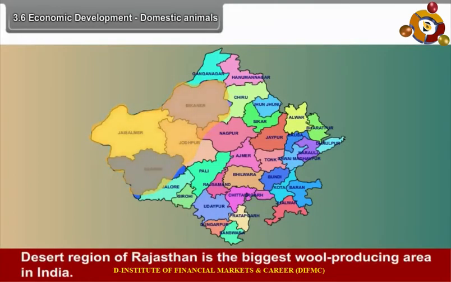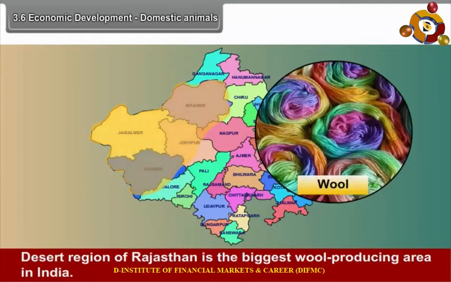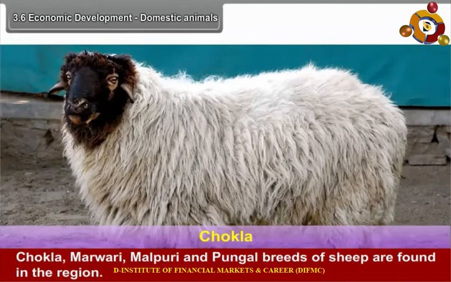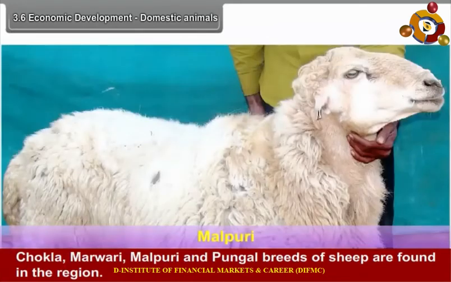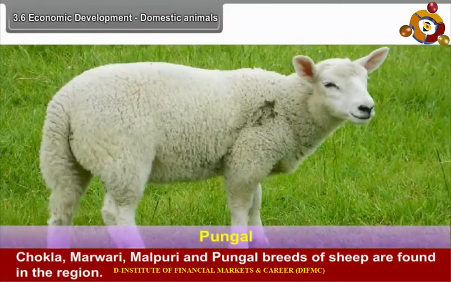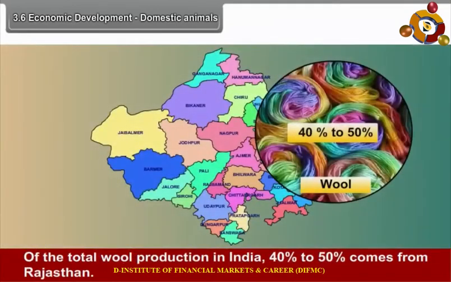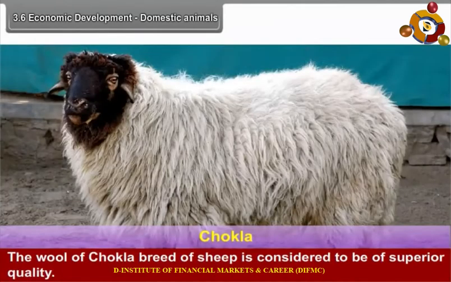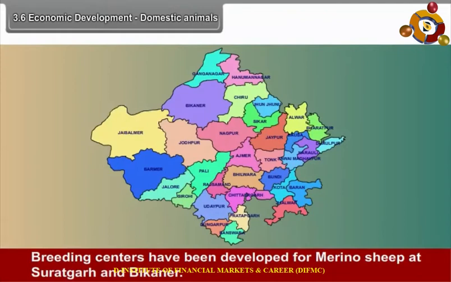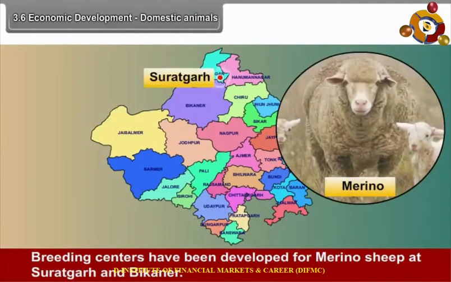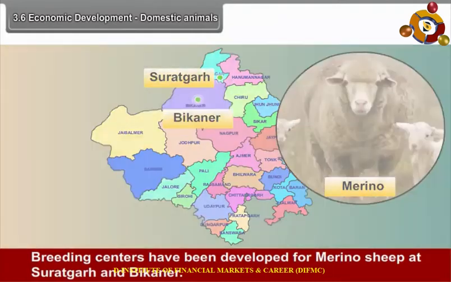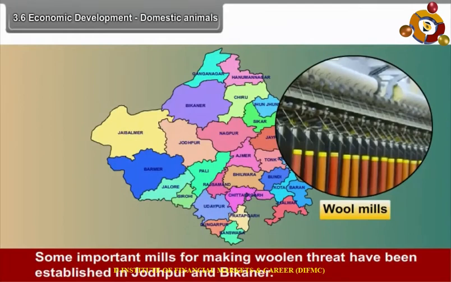Desert region of Rajasthan is the biggest wool producing area in India. Chokla, Marwari, Malpuri and Pungal breeds of sheep are found in the region. Of the total wool production in India, 40% to 50% comes from Rajasthan. The wool of Chokla breed of sheep is considered to be of superior quality. Breeding centers have been developed for merino sheep at Suratgarh and Bikaner. Some important mills for making woolen thread have been established in Jodhpur and Bikaner.